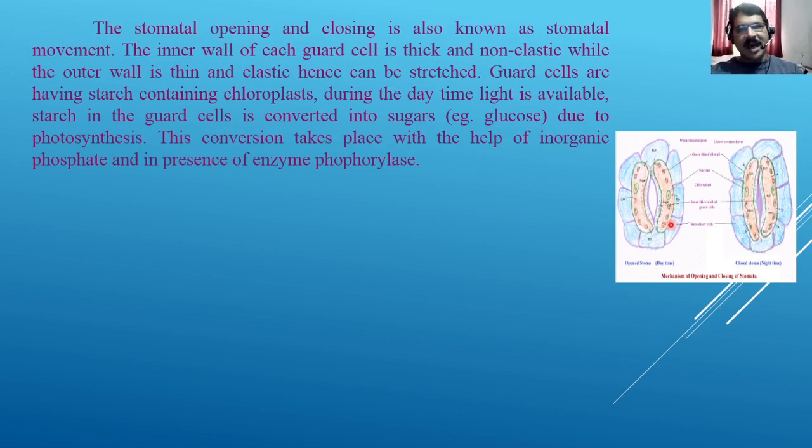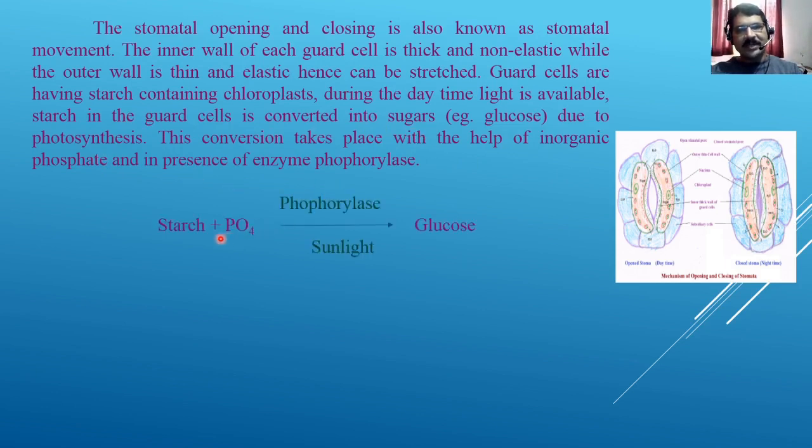Guard cells have starch-containing chloroplasts. Here you can see each guard cell contains chloroplasts having starch. So when light is present at the time of day, the starch present in the guard cell gets converted into sugars, that is glucose. This is due to the process of photosynthesis. Due to this process, starch present in the guard cells gets converted into glucose or sugars. This conversion takes place with the help of inorganic phosphate and in the presence of the enzyme phosphorylase.